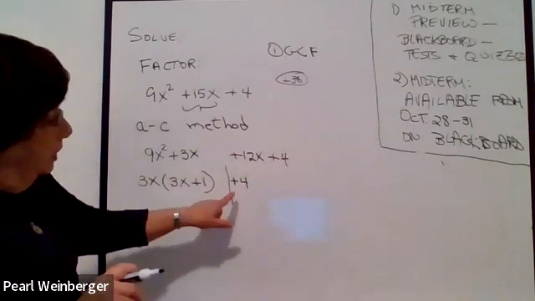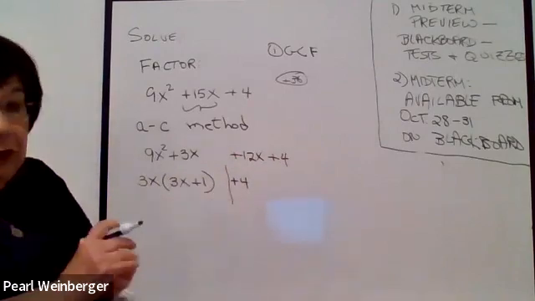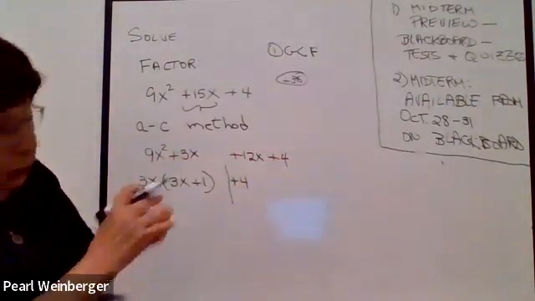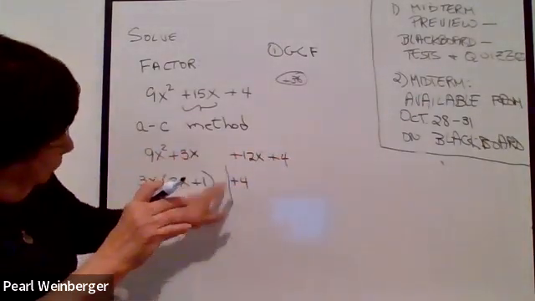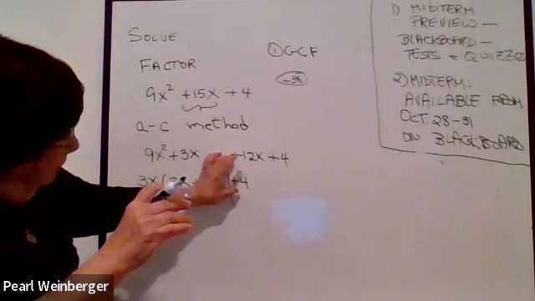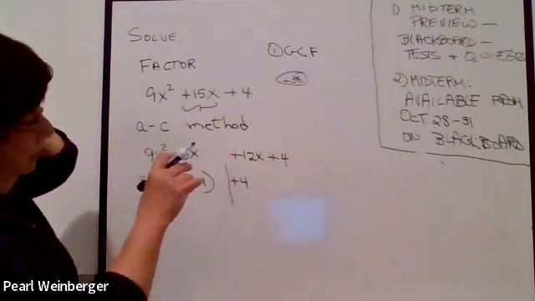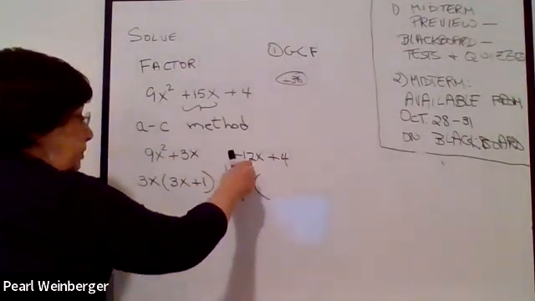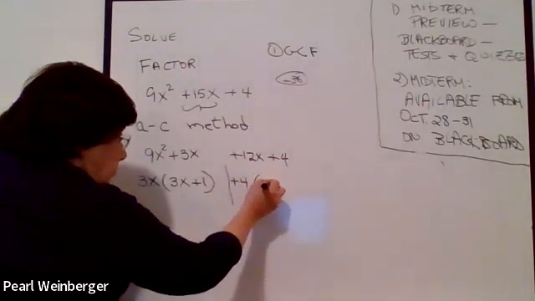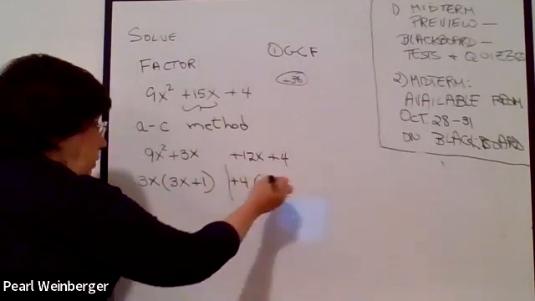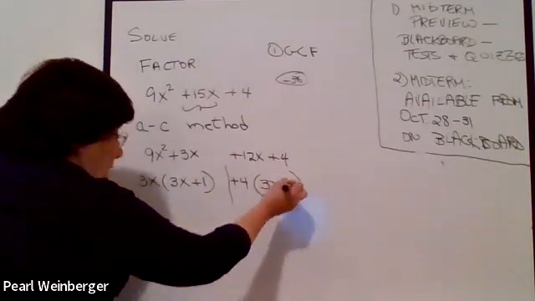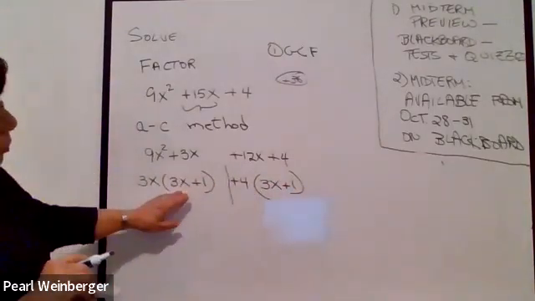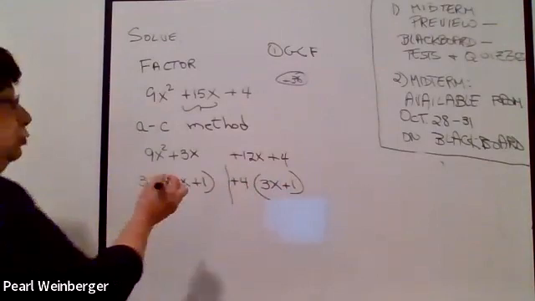Now, in your second group, you always have to start with either a plus or minus, because you don't want it to be separate from the first group. Obviously this whole thing is positive, so you're going to start with a positive 4, and 4 into 12x gives us 3x, and 4 into 4 gives us 1. And as you notice, we now have a common binomial factor of 3x plus 1.